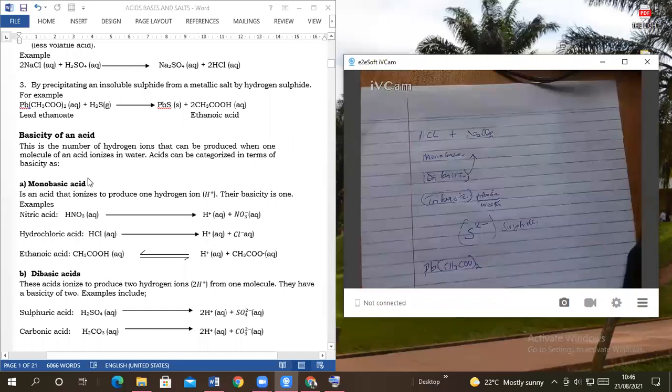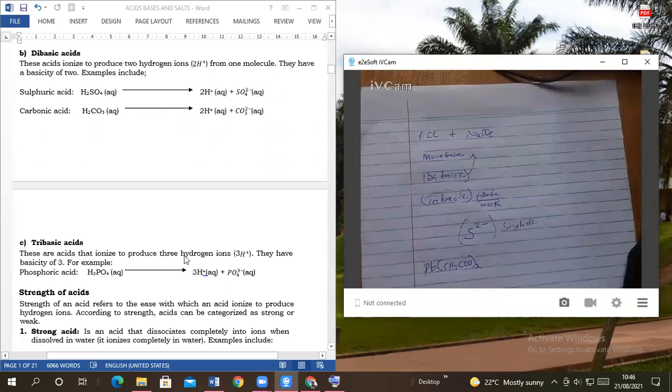Here we have a monobasic acid, which is an acid that ionizes to produce only 1 hydrogen ion. Dibasic produces 2 hydrogen ions. Tribasic produces 3 hydrogen ions. They ionize in water. Ionizing means they separate into ions, or they dissociate. That is a common word they use. Phosphoric acid will dissociate, or ionize in water, to give 3 hydrogen ions and a phosphate ion. All these are in water.